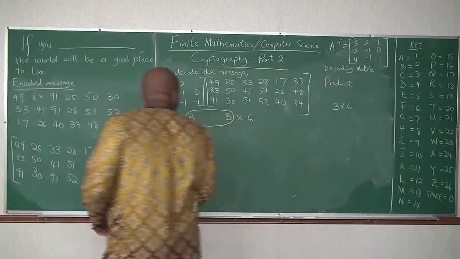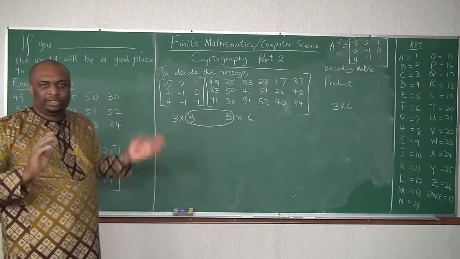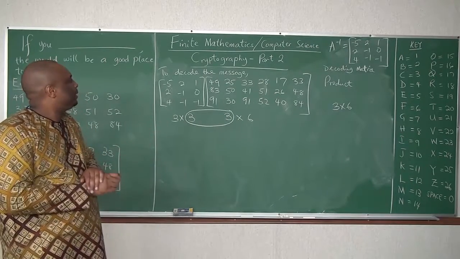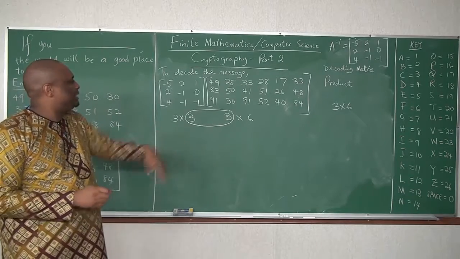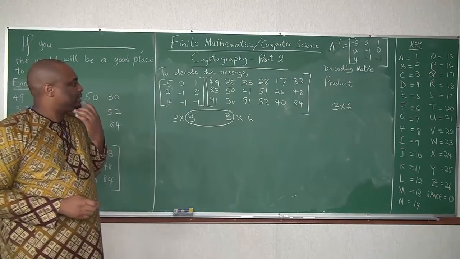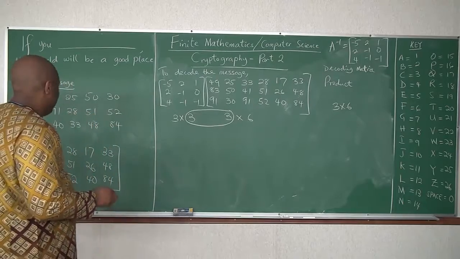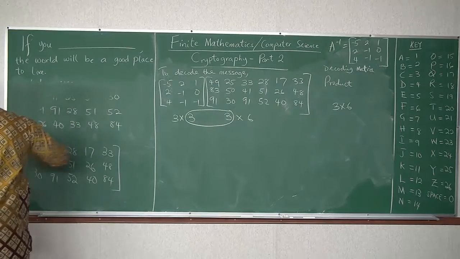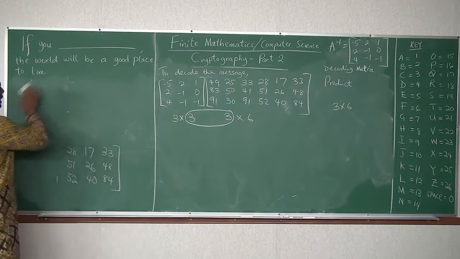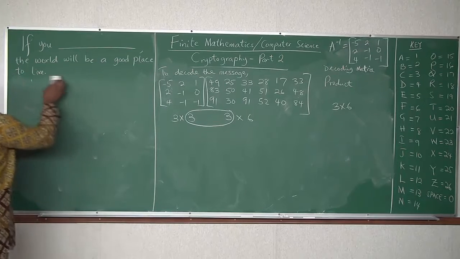So let's go ahead and multiply this. We are going to do this bit by bit. Maybe we do 3 columns at a time because we won't have space to do the entire 6 columns. So let's do it 3 columns at a time, and we will now write our decoded message here.